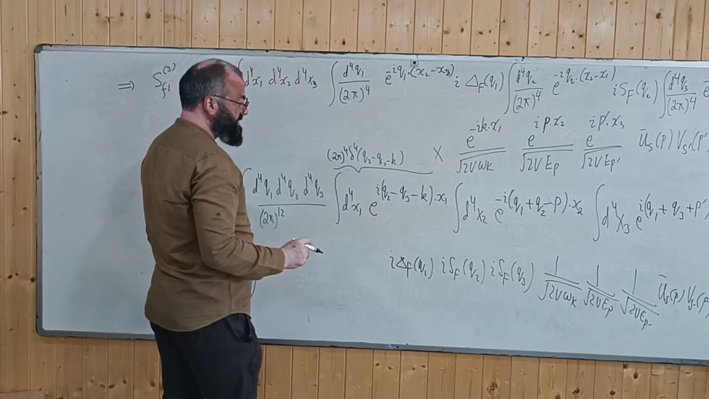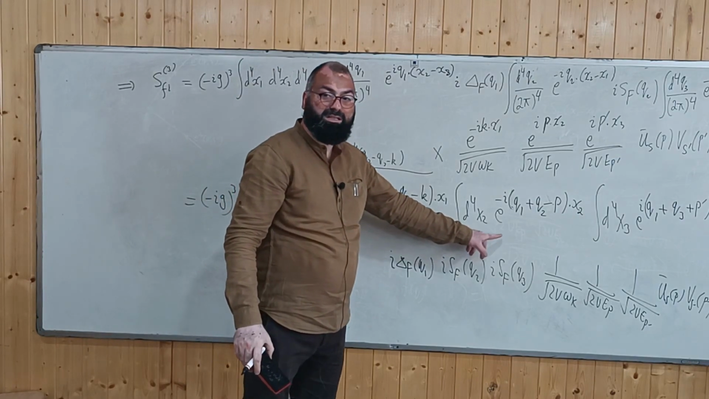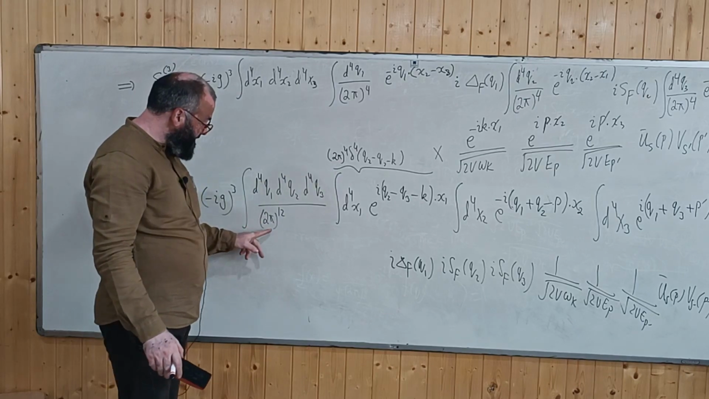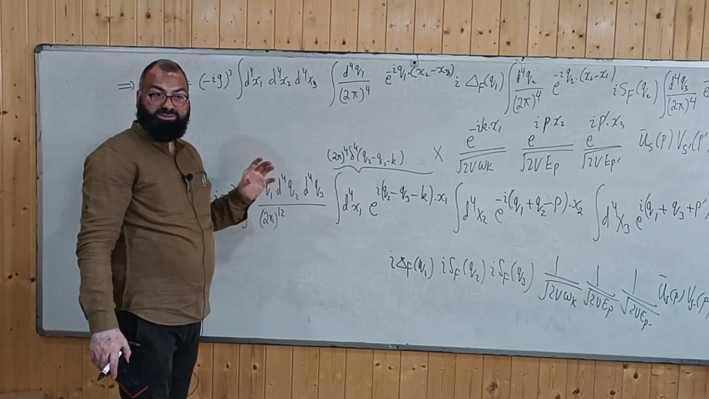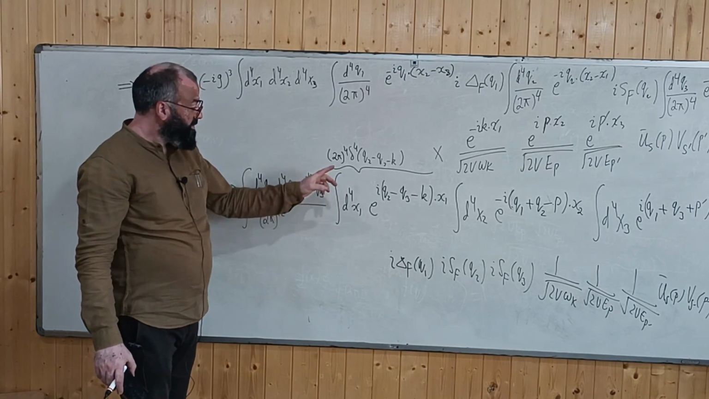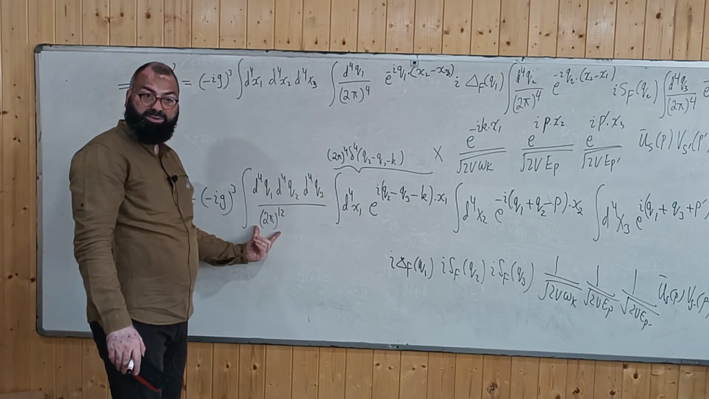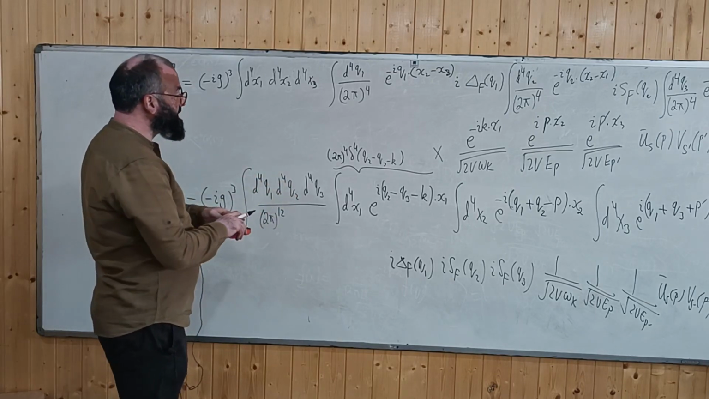Clear? So this will also give me a delta function that will also have 2 pi raised to the power 4. Clear? So that will cancel with this thing. So 2 pi raised to the power 4 will be 3 times. So that is 12. It is 2 pi raised to the power 12. It will cancel out. Clear? So now let's write those things.